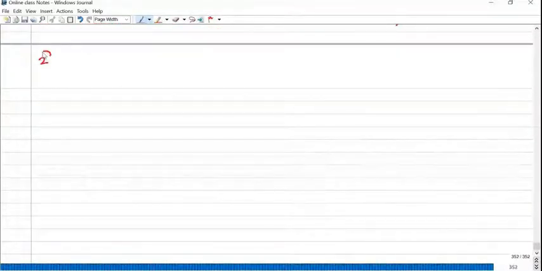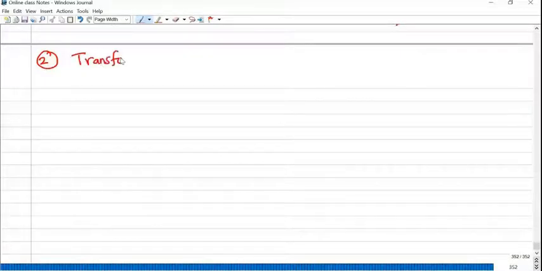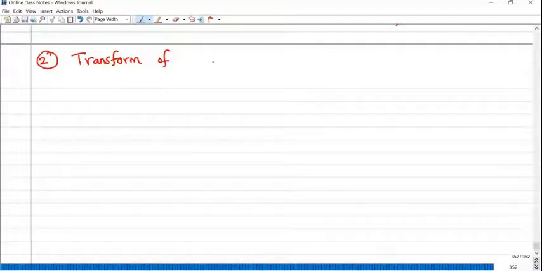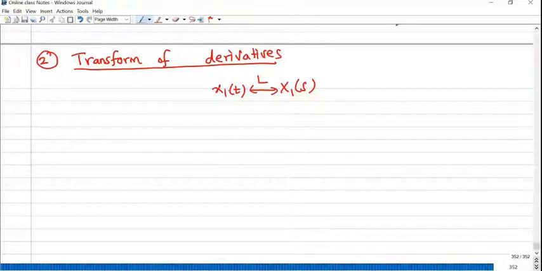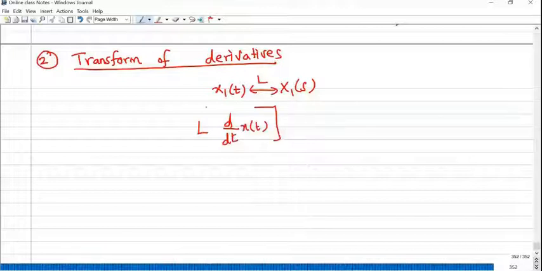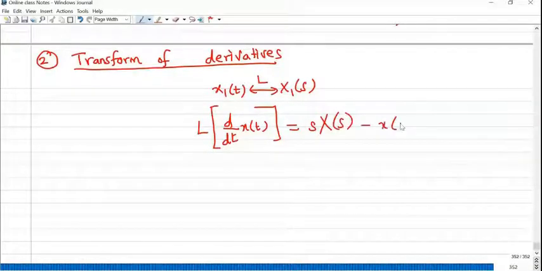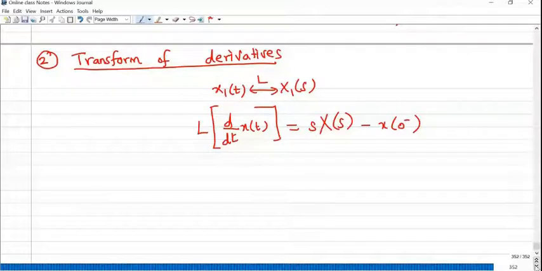Second property, derivative, the transform of a derivative, or differentiation property. Both are the same. Differentiation property. Consider x of t with Laplace transform X of s. Suppose you find the Laplace transform of d by dt of x of t. The result is equal to s into X of s minus the initial value of this signal, x of zero. So d by dt of x of t gives s into X of s minus x of zero.